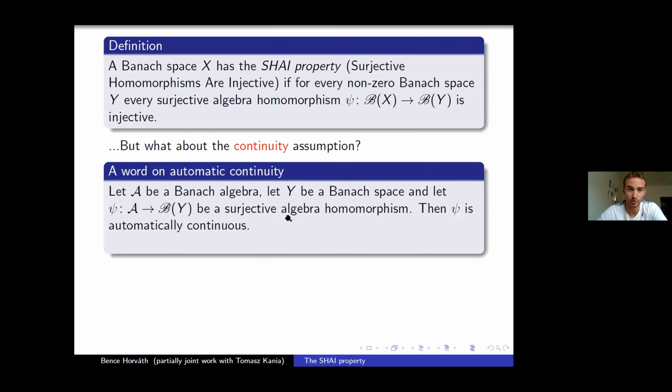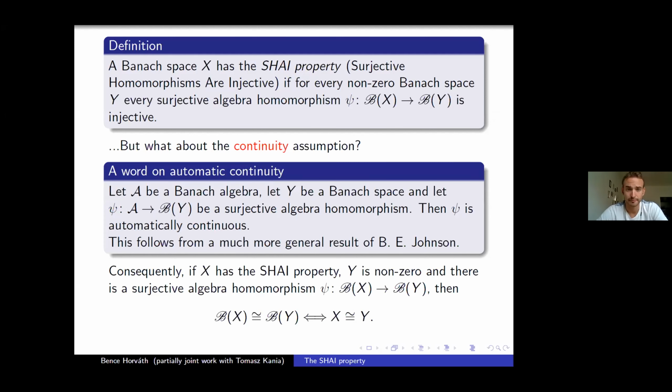You'll notice that I didn't have a continuity assumption here, because you don't need that, it's automatic. It follows from work of Barry Edward Johnson that if you have a Banach algebra A and Y is any Banach space, and you have a surjective algebra homomorphism from the Banach algebra to B(Y), then this is automatically continuous. Of course, Barry Johnson proved this in much greater generality, but for our purposes, this is sufficient. So from now on, when there's a surjective algebra homomorphism, I will not mention any continuity because it's automatic.